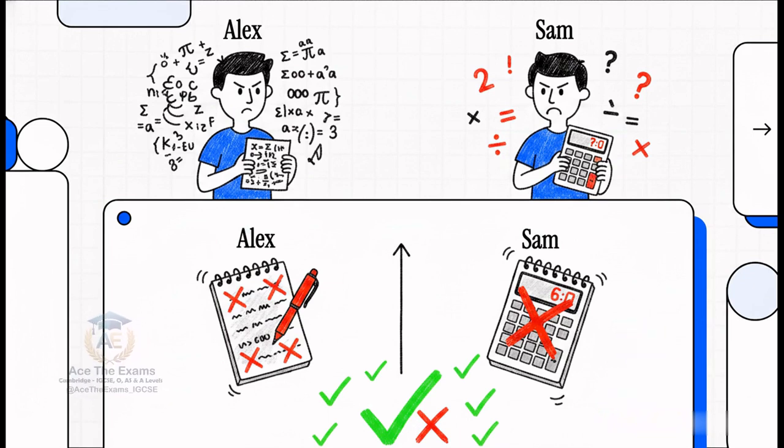Then, on the other side, we have Sam. Sam is fast. Sam sees a formula question, instantly crunches the numbers, gets a final value, but rushes so much that they completely miss the command word requirements. They completely ignore what the question is actually asking them to do with that number.